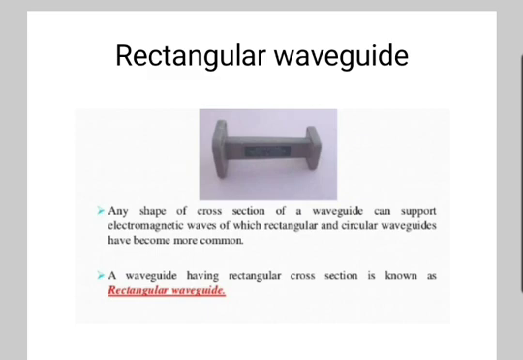Now, attenuation and power loss in the rectangular waveguide. The attenuation happens because of either dielectric loss or conductor loss in the rectangular waveguide. The conductor loss is measured by using the perturbation method.